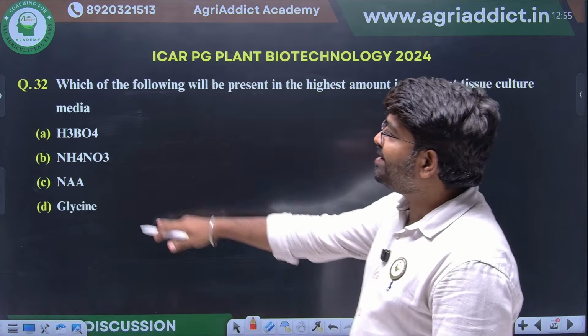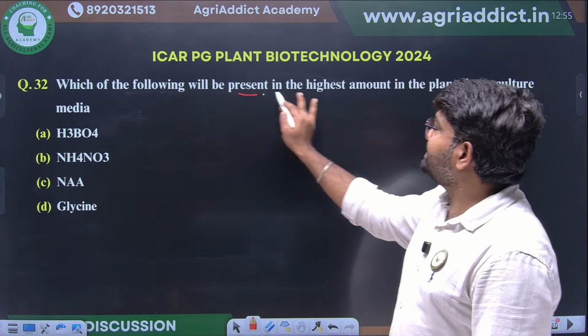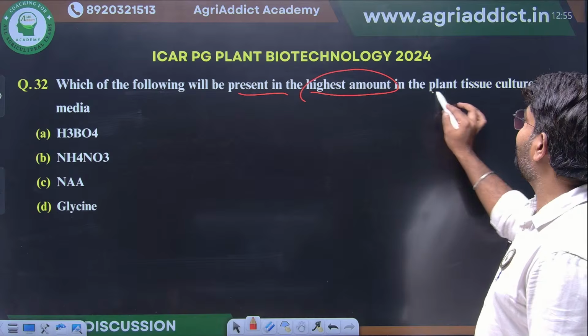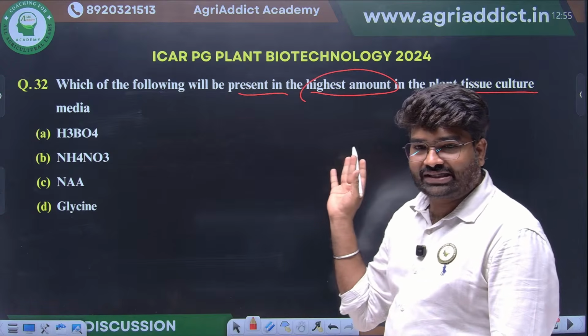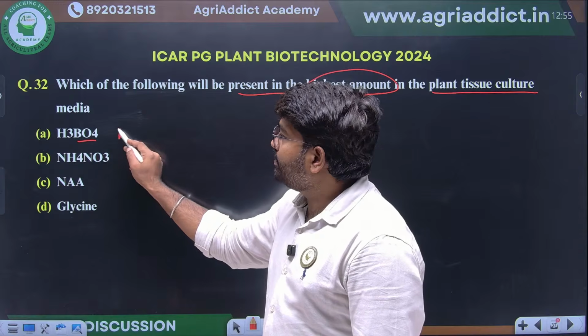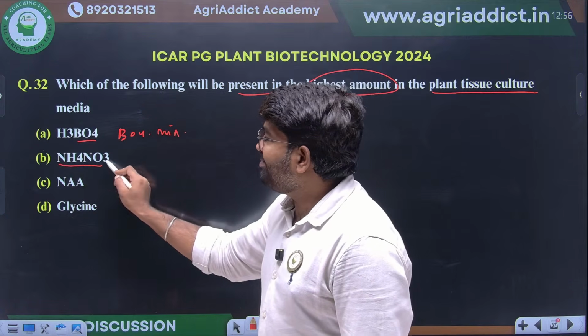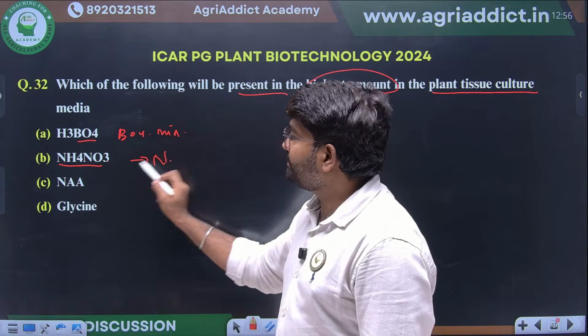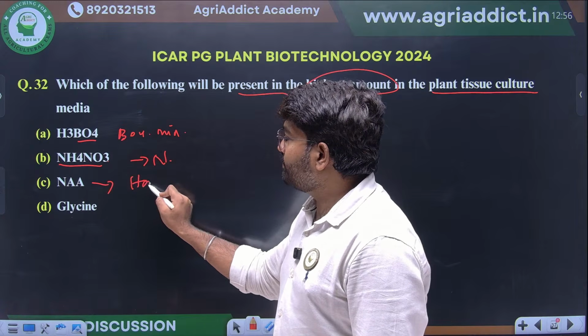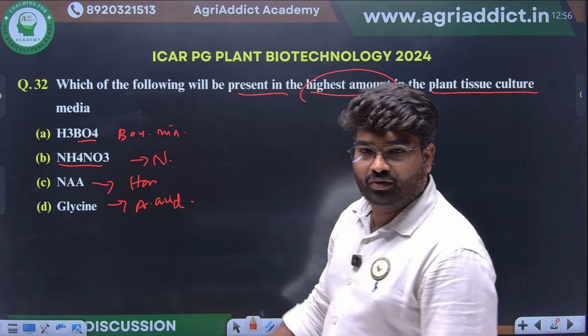Another important thing from tissue culture they have asked. Which of the following will be present in the highest amount in plant tissue culture medium? Simple question. H3BO3, here boron will be there. This is a mineral nutrient. Ammonium nitrate, the N source, will be there. NAA is a hormone. Glycine is an amino acid. Now you have to tell which will be more. Yes, excellent.